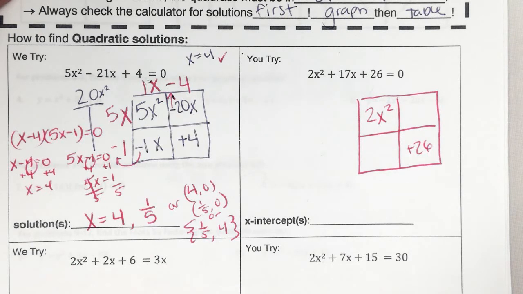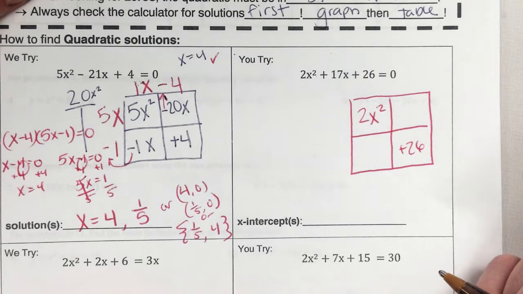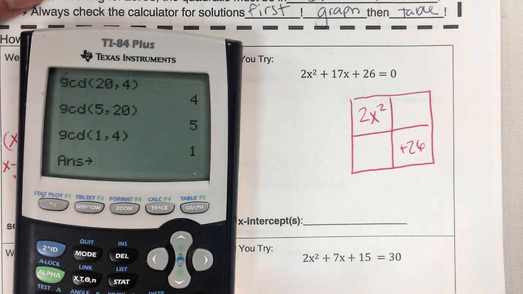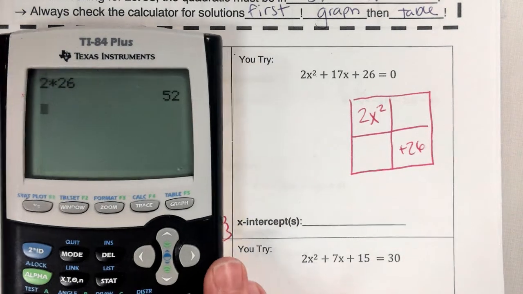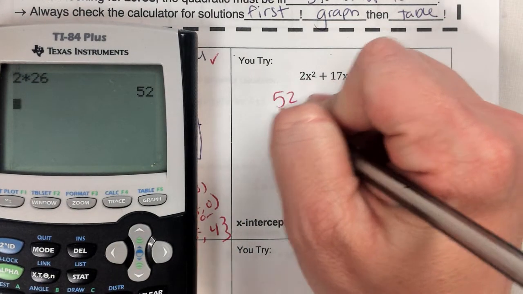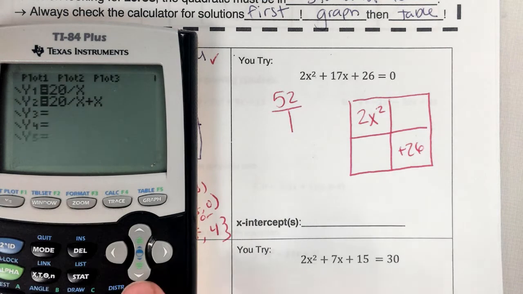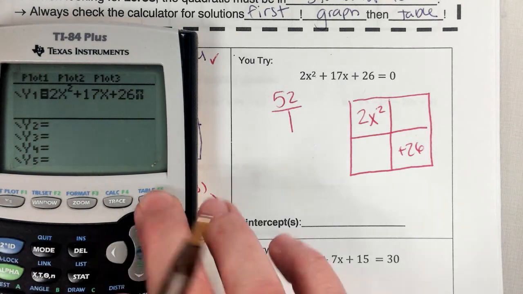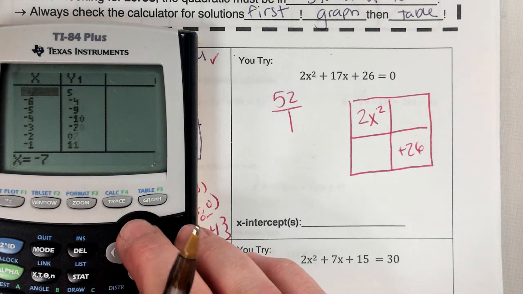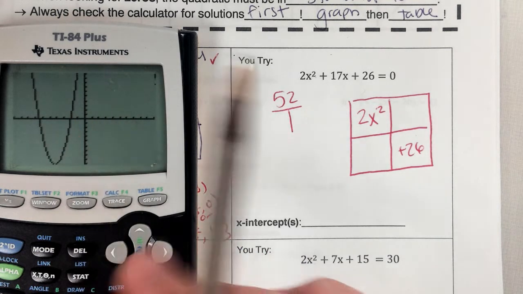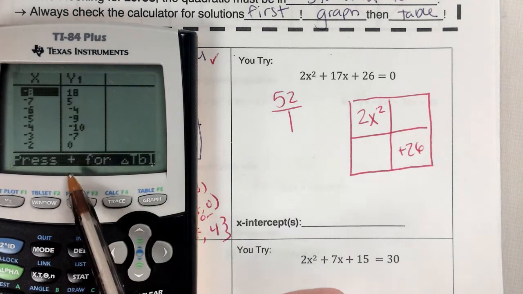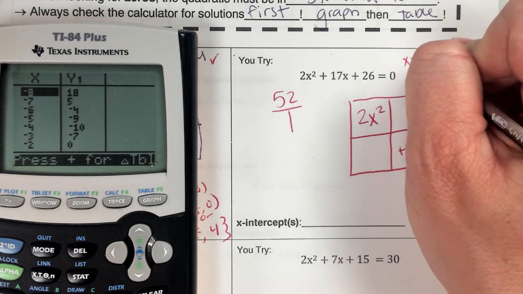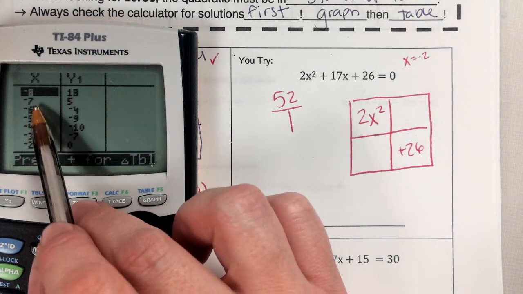Okay, so remember, first term in our first box, last term in our last box. 2 times 26 is 52. Okay, so I know I can come here and do 52 divide x, 52 divide x plus x, but freeze, I did not type this in my calculator first. 2x squared plus 17x plus 26. And so again, I have 2 solutions, and I know that one of them is -2. But I don't know the other one. The other one's going to be a decimal somewhere between -7 and -6.